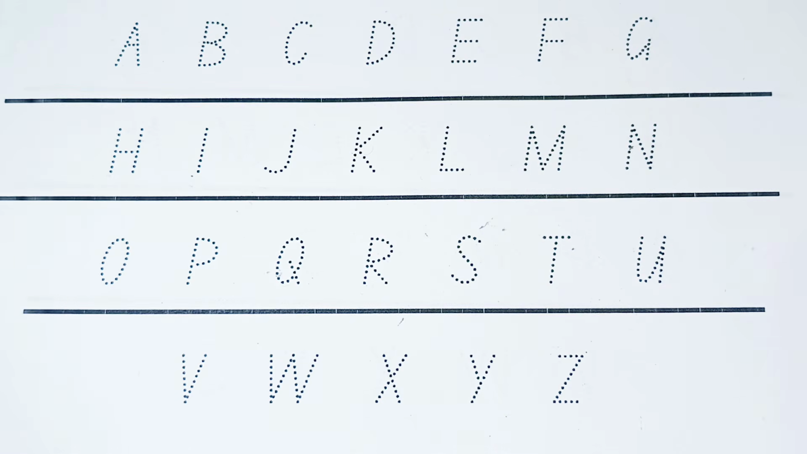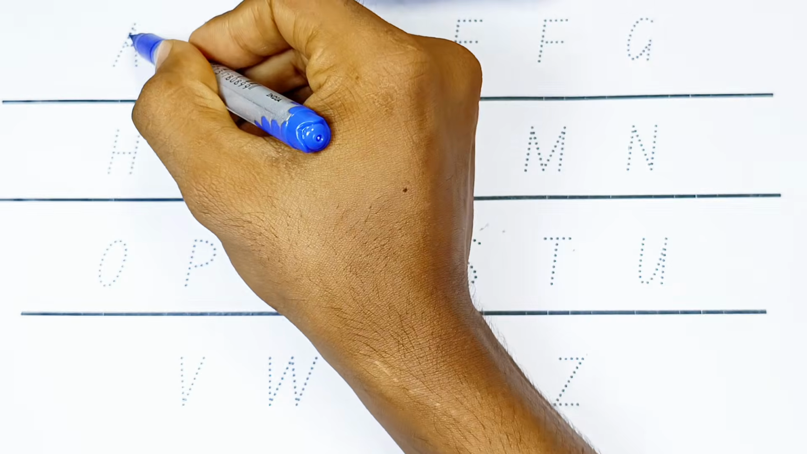So kids, now you draw A, B, C, up to W, X, Y, and Z.